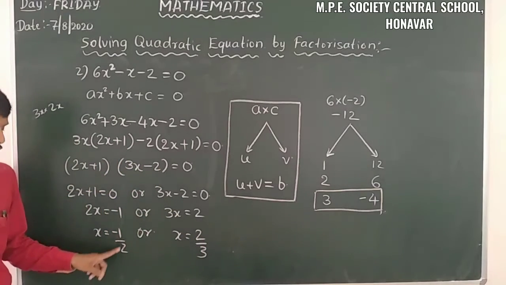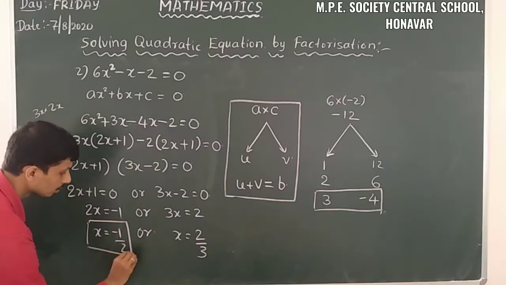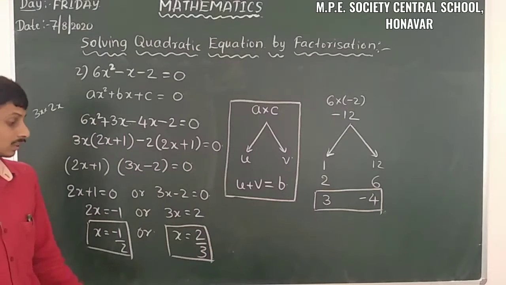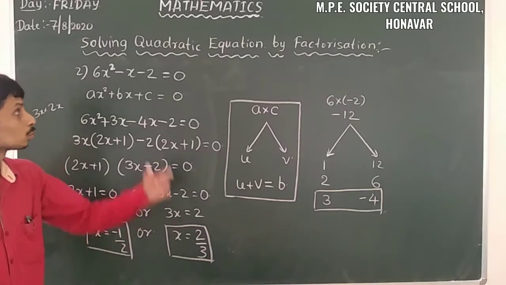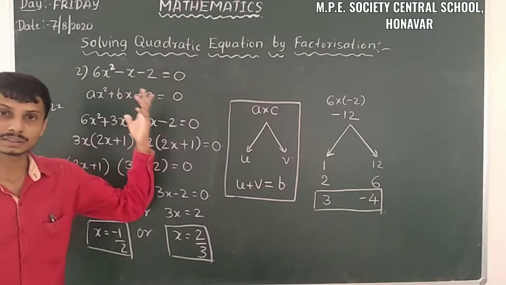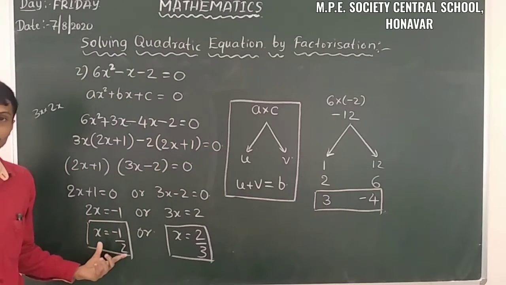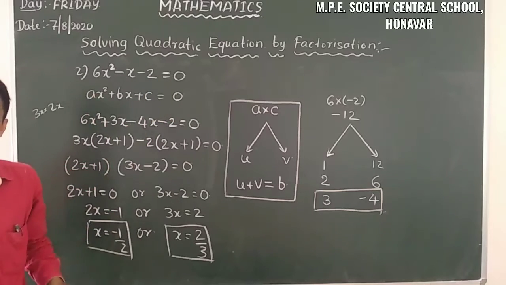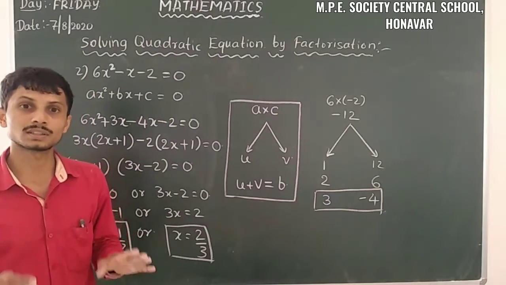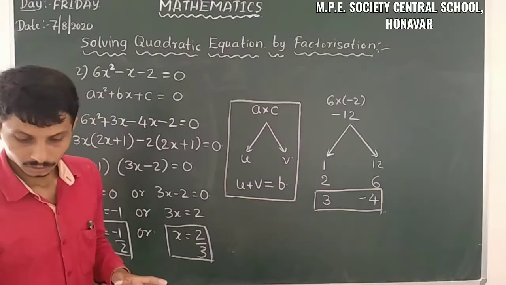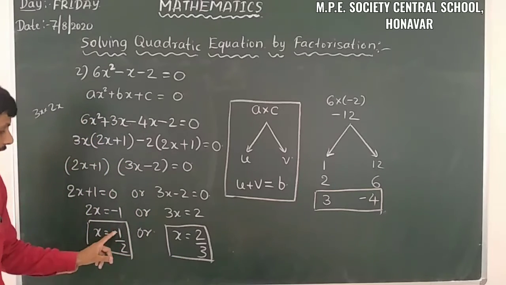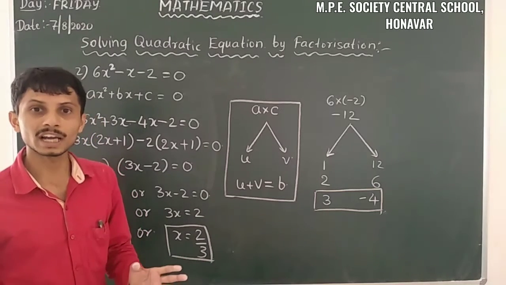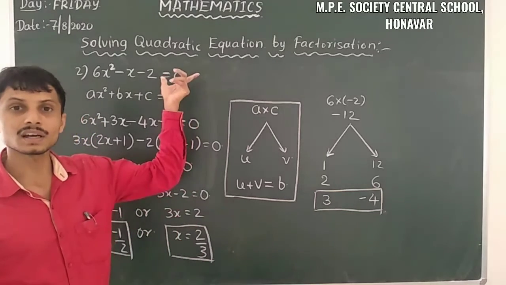That means x is equal to minus 1 by 2 and x is equal to 2 by 3 are the real roots of the equation. When we insert the value x is equal to 2 by 3 in this equation, the value is again 0. And when we insert minus 1 by 2 into this equation, the RHS should be 0. So the equation does not get disturbed. You can try it at home. So minus 1 by 2 and 2 by 3 are the real roots of the equation. You can verify by inserting the value of x in the quadratic equation.